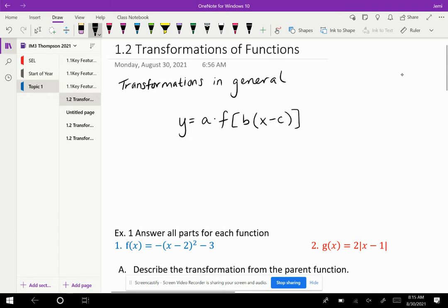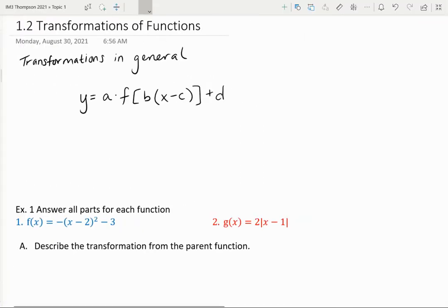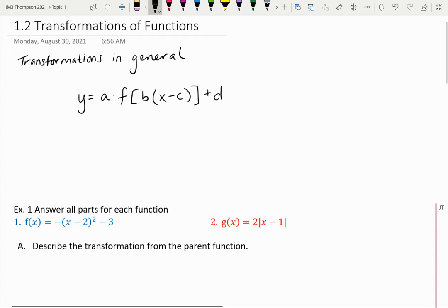The notation here is different than what you've seen in Math 2. But the transformations are going to be similar.